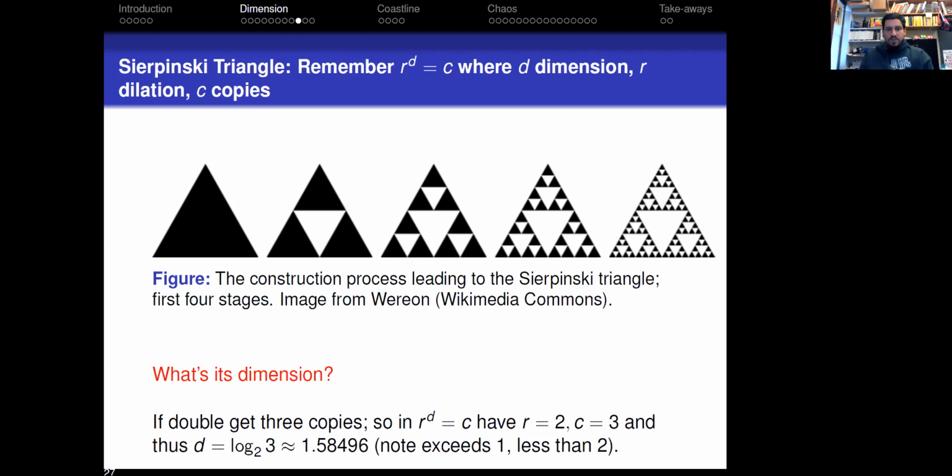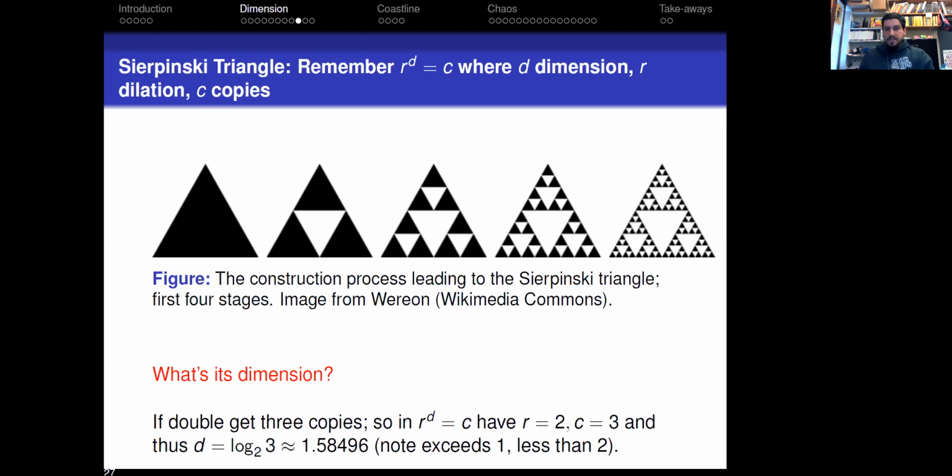When you do the calculation here, if we double, this part over here will expand out to become the whole triangle. So we get 3 copies. So in r to the d equals c, r would be 2, c would be 3, and we get that the dimension would be somewhere between 1 and 2, about 1.58. So there's a lot of wonderful stuff you can see here.